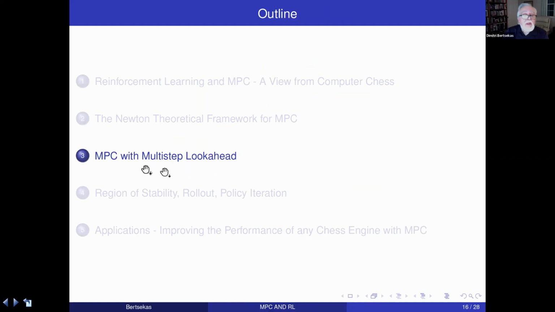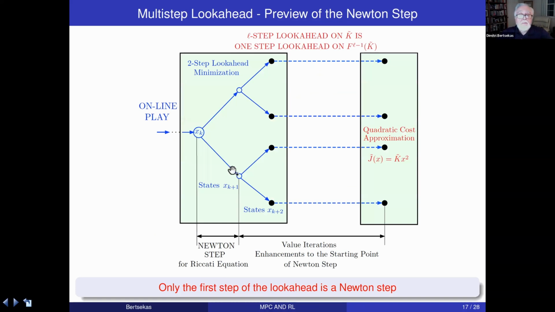Now, let me extend this view to multi-step look ahead. Now, the important fact about L-step look ahead is that it is really one step look ahead on a different cost function approximation. L-step look ahead on K tilde is the same as one step look ahead applied to K tilde after it is iterated upon with L-1 value iterations.